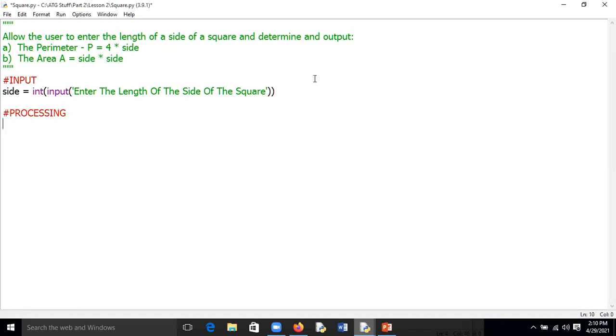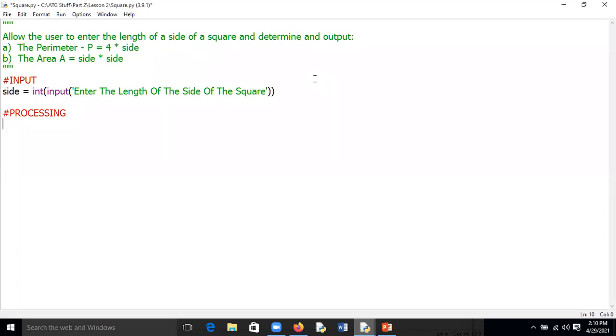Okay, please understand that in the beginning when you first start, please put in comments to say which is your input and which is your processing, just so that it will help you remember when you look back at your previous programs. You don't actually have to do it all the time.